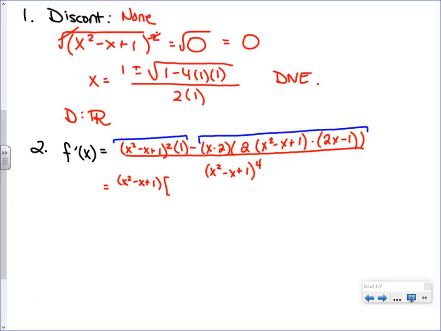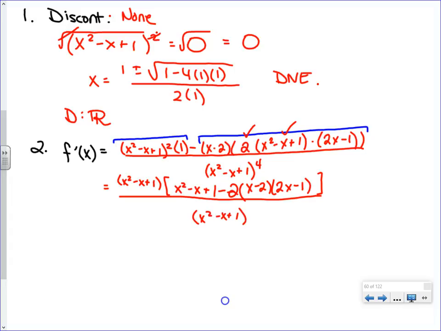Who do we have left? In the first piece we have one of them left: x squared minus x plus 1, minus. Put a big parenthesis because there are going to be a lot of minuses. We got rid of this whole piece. What's left? We have a 2, so I'll throw that 2 in front. We have an x minus 2 and a 2x minus 1. Now, I'm not saying this is gorgeous, but it's easier than it was a second ago. And what can I do with that big x squared minus x plus 1 on top?